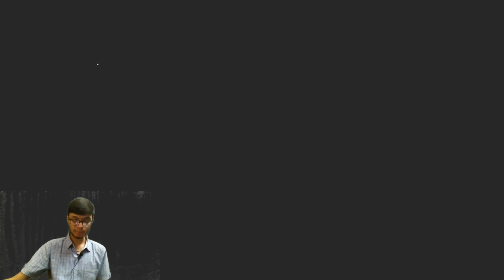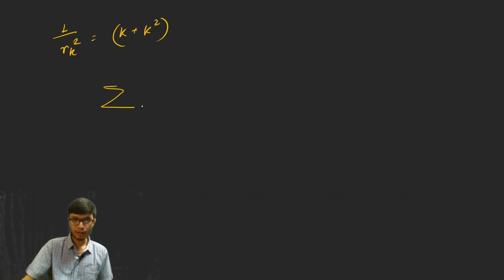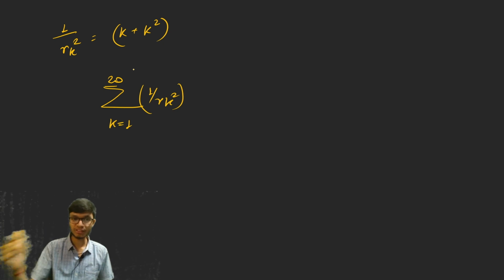Now what I am supposed to find out is basically 1 by rk whole square. So if you take 1 by rk, this will be the square root of k plus k square, and if you take the whole square of that, it will become k plus k square. Now, the students who are asking me to solve the chapter of sequence series, this is a question that involves ellipse as well as sequence series, because in the problem you have to find the summation for k from 1 to 20 of 1 by rk square. So that's how beautifully the question was set.